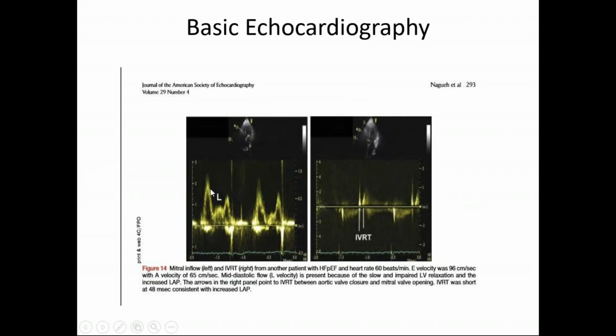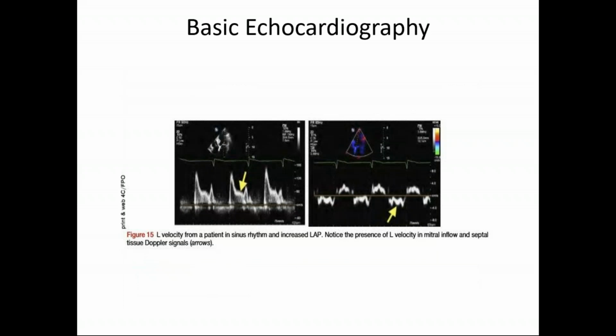So again, if you do your mitral inflow and you see a little hump in between your E and your A, this is what we call an L wave. An L wave suggests there's increased LV filling pressures. That's what that means. Again, you get the L wave, so it suggests increased filling pressures. And sometimes you can get it in your tissue Doppler assessment as well. You get a little L wave right there.